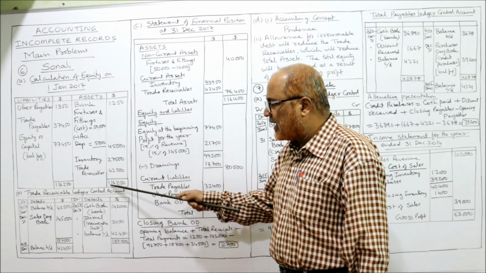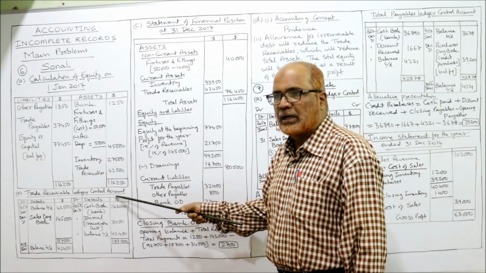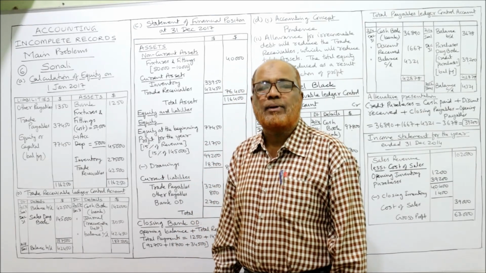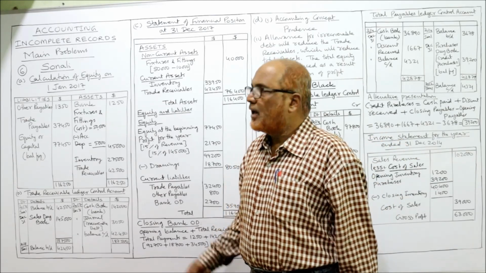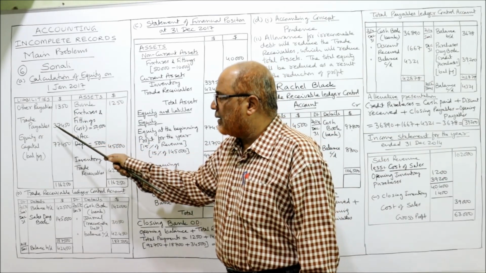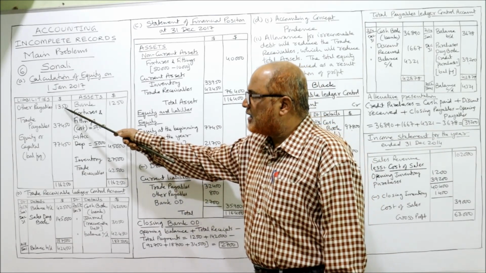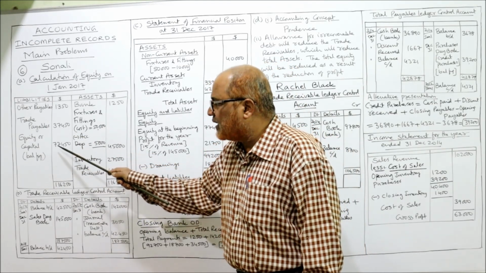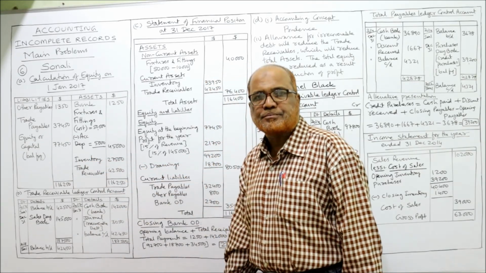The total of the assets is 1,16,250. From this we deduct the liabilities total, and we'll get the capital. Capital is equal to assets minus liabilities. Assets are 116,250. Liabilities are other payable 1,350 and trade payable 37,450. So from 116,250 deduct 1,350 and 37,450. The balancing figure you will get is 77,450. This is the equity or capital.